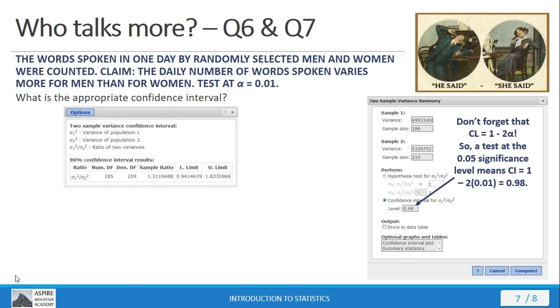Press compute, and out comes our results window. And we can read our lower and upper limits from the table just like we've always done. And so there we construct our confidence interval.